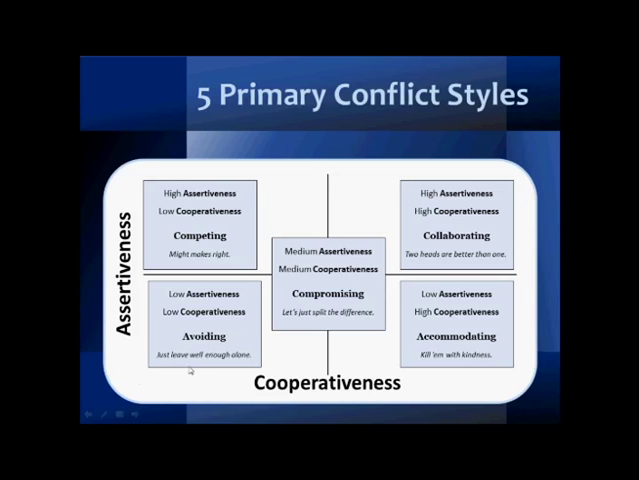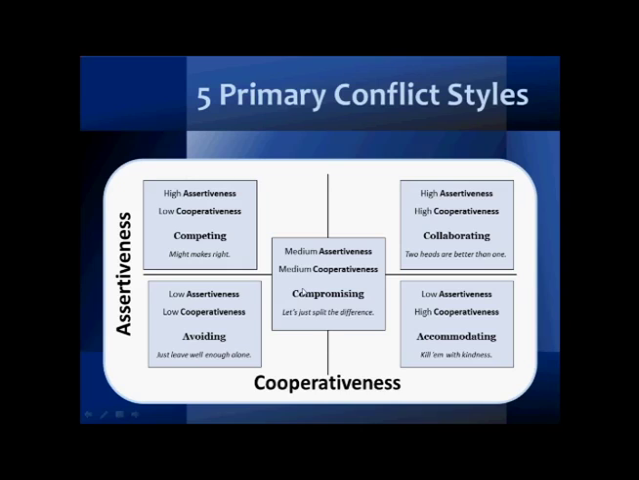Somebody who is choosing avoiding might describe it as a situation where you should just leave well enough alone. We're not going to have any conflict. We're not going to engage in this conversation. It's just something that you are choosing to back away from. That would be an avoiding mode of conflict.